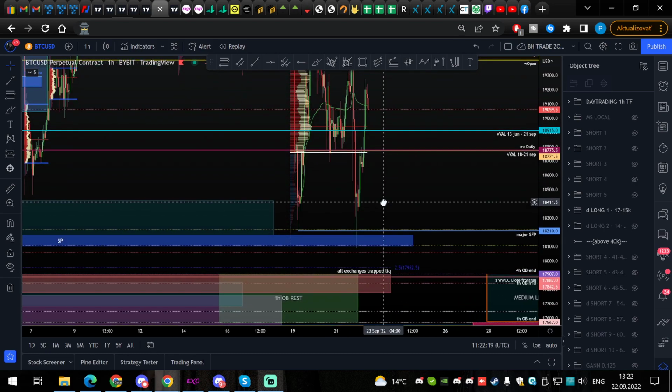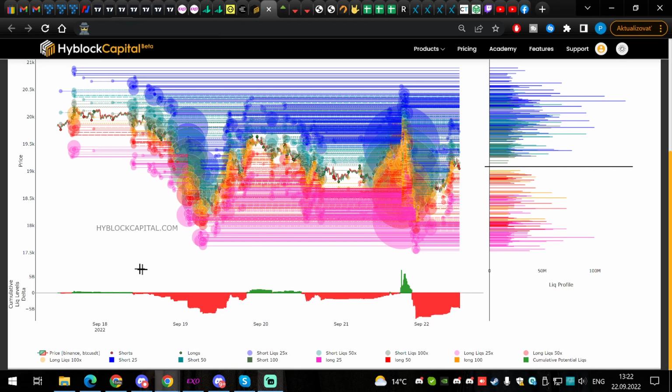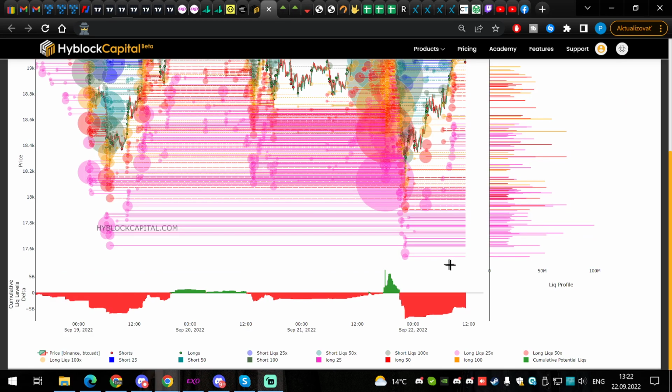So first of all, we knew there is nice liquidity from this low here. Yes, for that we use Hyblock. Let me show you. So your market goes under that low and starts to do a swing failure pattern. We know we took liquidity.